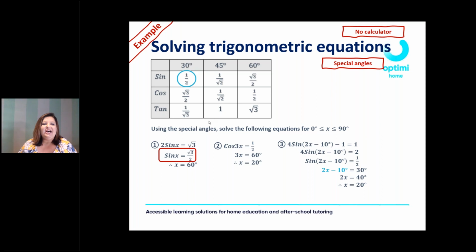Right, Kaylee asks, how do we know in a normal equation when to use sin, cos, or tan? That will be given. It will say sin x is equal to that, tan x is equal to that, or cos x is equal to that. It will be given to you. It's not something that you need to figure out yourself.